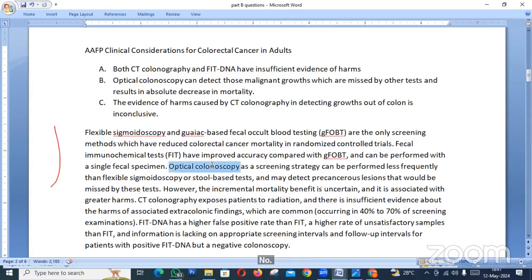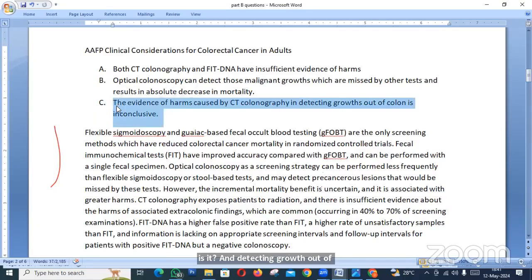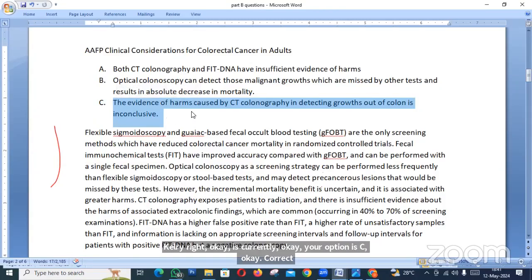Sir, they are saying I think C is more appropriate. No, C is okay. The evidence of harms caused by CT and detecting growths outside of the colon is inconclusive. That is clearly right. Your option is C. Yes, sir, correct is C. But now I'm just explaining why B is wrong.